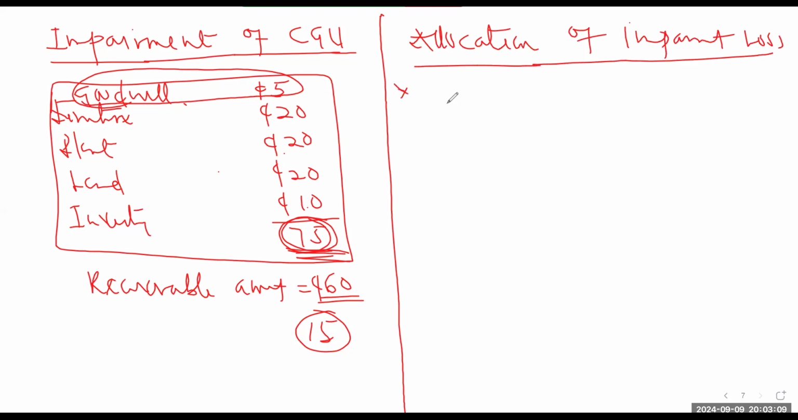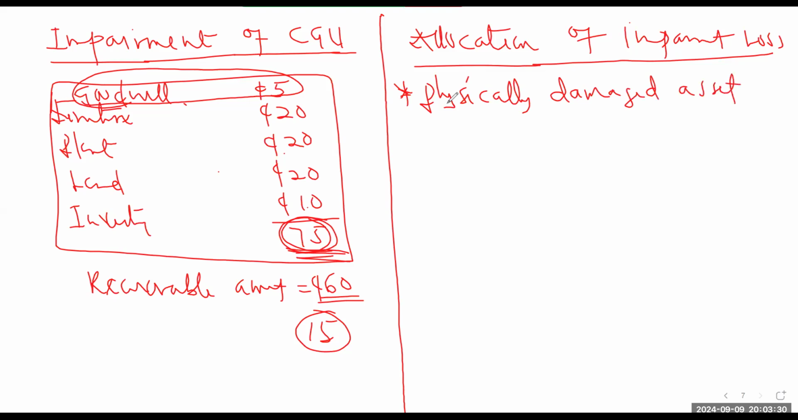The first one is you ask yourself, is there any physically damaged asset? If there is, the question will tell you that this particular asset has been damaged beyond repair. So it means that you should write it off. That is the first asset that has impaired, so it should take the impairment first. The physically damaged asset should take the first one.